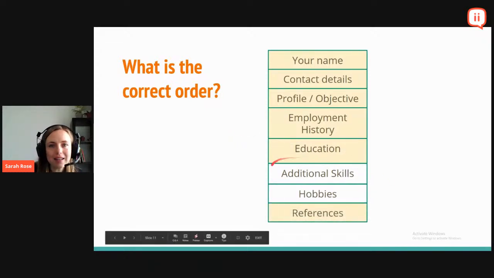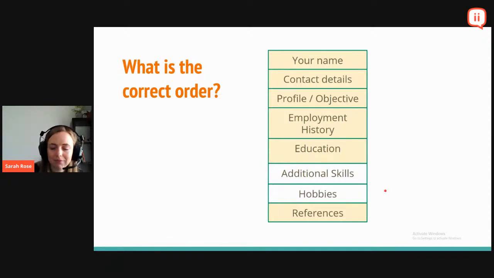I put these in white because these are optional. We don't have to include any hobbies. Sometimes we do because maybe the hobbies are relevant or maybe they're really interesting. You know, maybe you were on TV, you were on MasterChef because you love cooking. That's really interesting. So we put it in because it's interesting, but we don't have to.